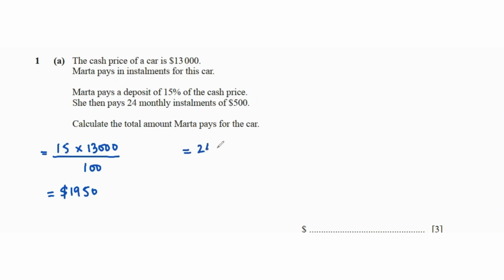Then she pays 24 monthly installments of 500. So that's going to be 24 times 500. That's going to equal $14,000.